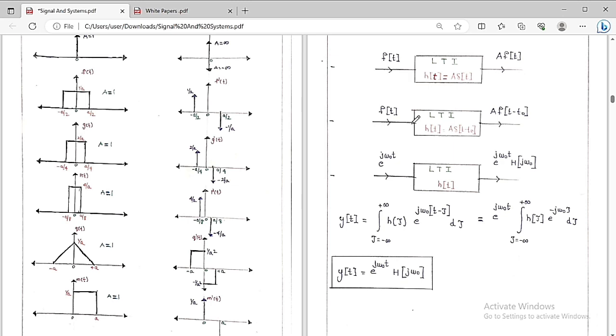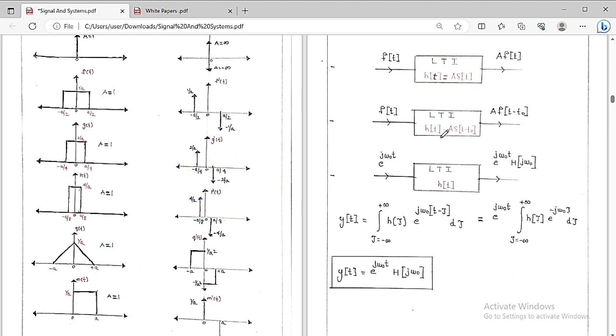So now if I am going to give the input as f of t, then what is the output? Output I am going to assume y of t. So y of t is equal to f of t convolution of a into delta of t minus t naught. A is a scalar quantity, we can take it outside the convolution. So a bracket of f of t convolution of delta of t minus t naught.